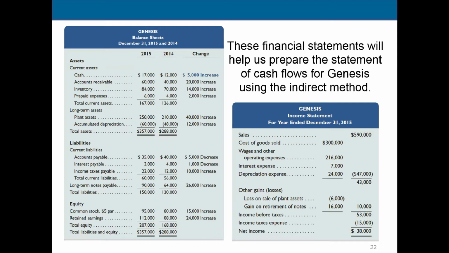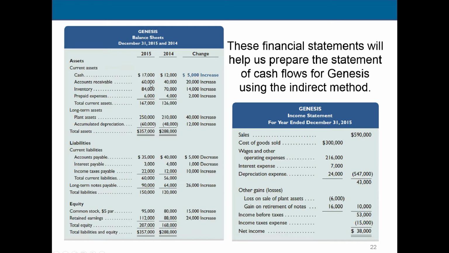First, you've got to have a comparative balance sheet. And you'll see here we have the balance sheet for year ending 2015 and 2014, and they've gone ahead and been nice to us, and they gave us what the change was from year over year. So cash has increased by $5,000 between 2014 and 2015.